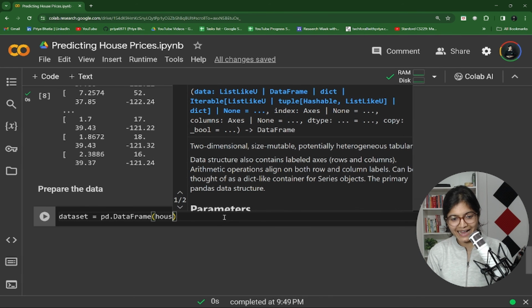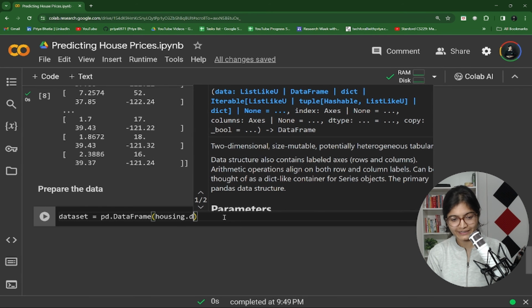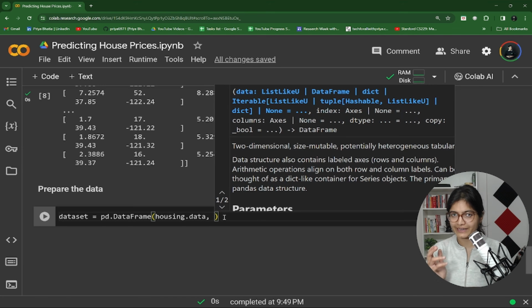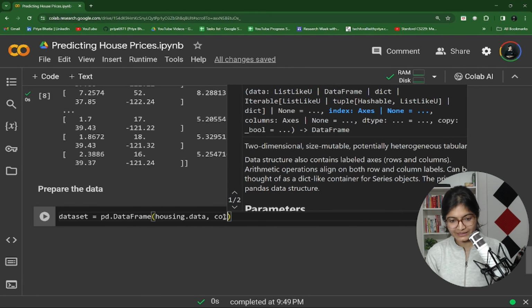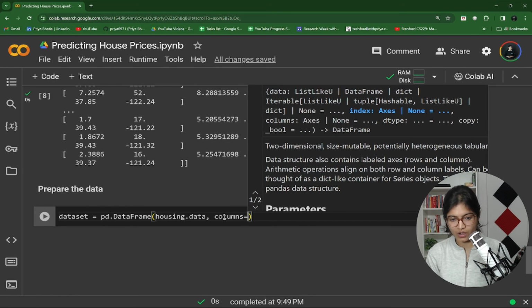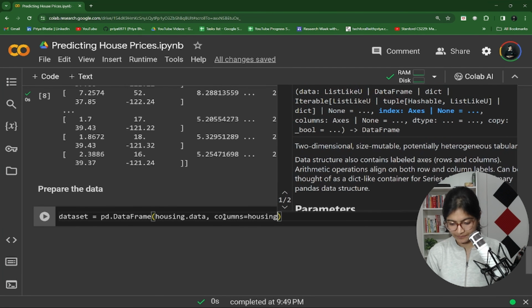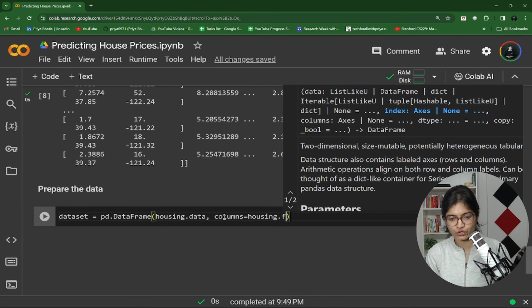Now what we have as the original data is housing.data, right? Which is the parameter that we have. In the last video, I have shown you also. And what are the columns that we have? The columns are there in housing.feature_names, right? In the last video, I have shown you these things by printing the values. So what I can do is I can print the feature names here.